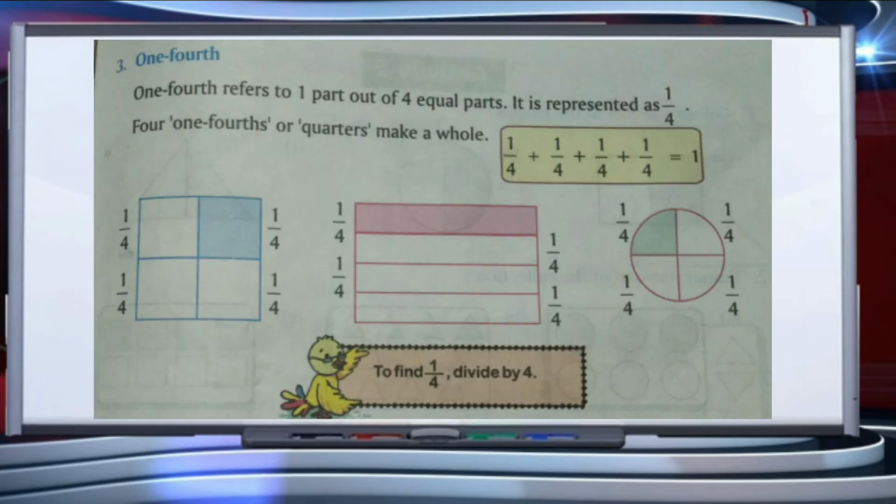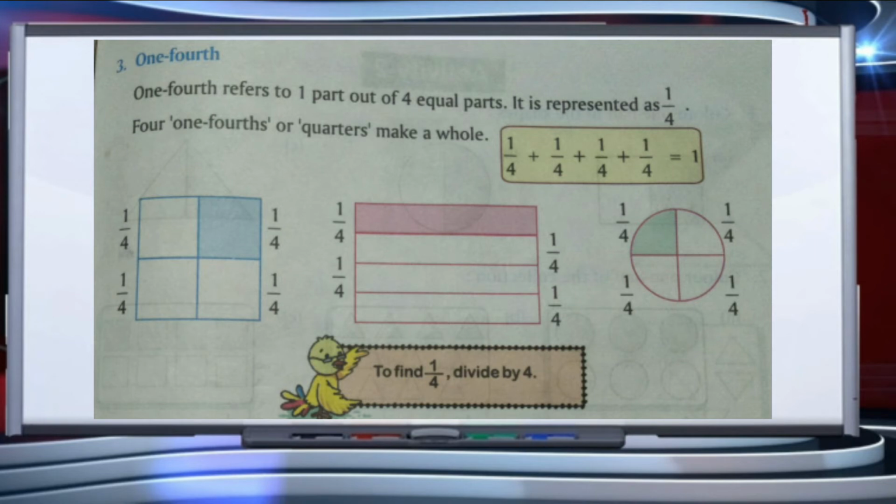Third is 1/4. 1/4 refers to one part out of 4 equal parts. Means there are 4 equal parts and we have to take one part out of those 4 equal parts. That is called 1/4. It is represented as 1 by 4. 4 1/4 make a whole. 1/4 is also called a quarter. Then 1 by 4 plus 1 by 4 plus 1 by 4 plus 1 by 4. If we add 1 by 4 for 4 times, then we will get the answer as 1.